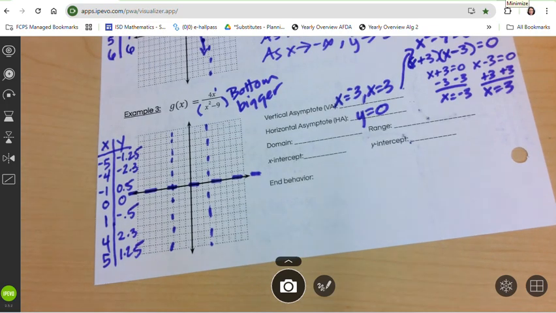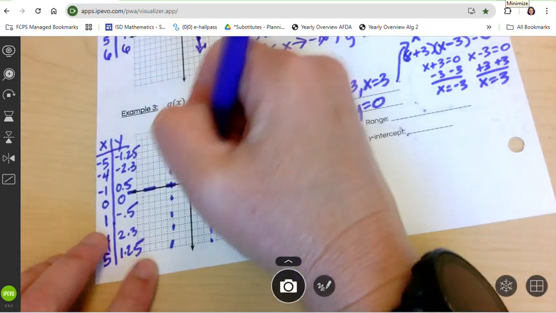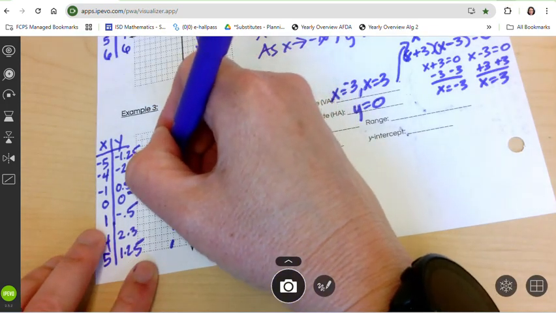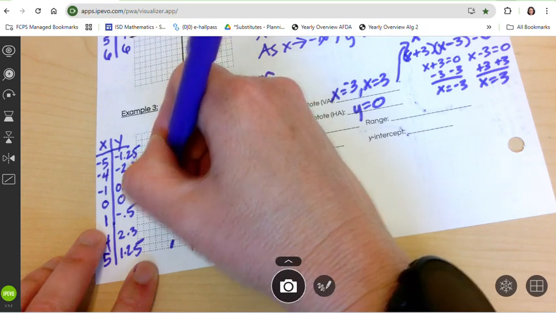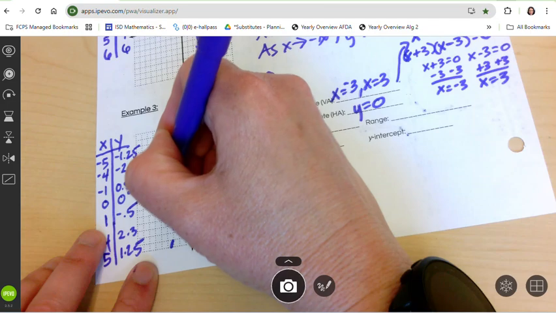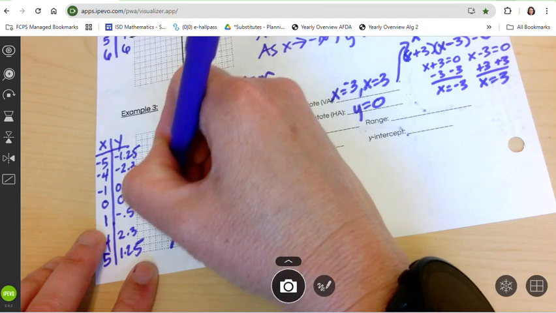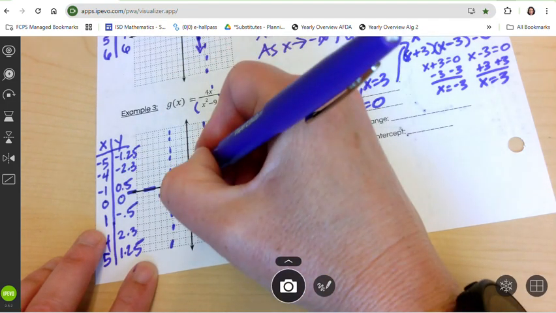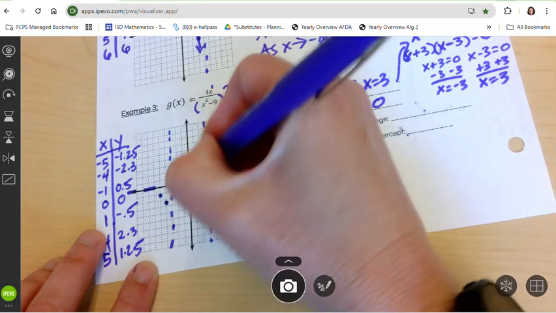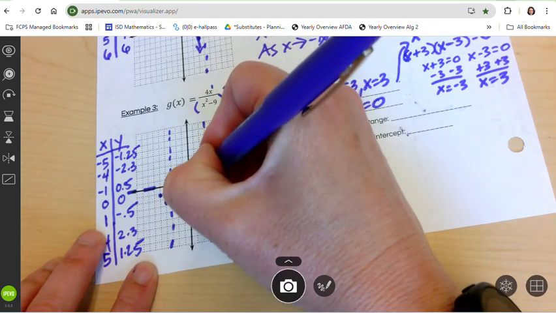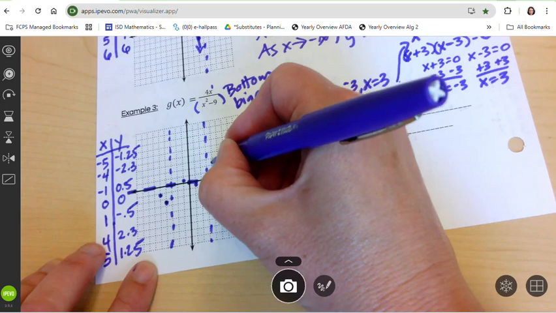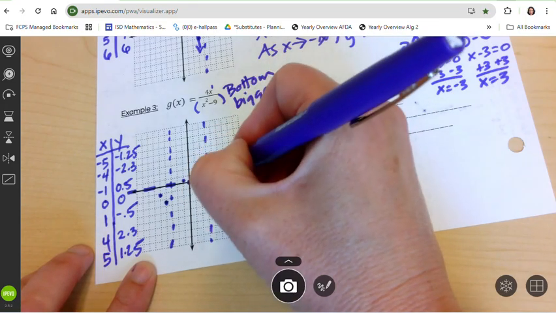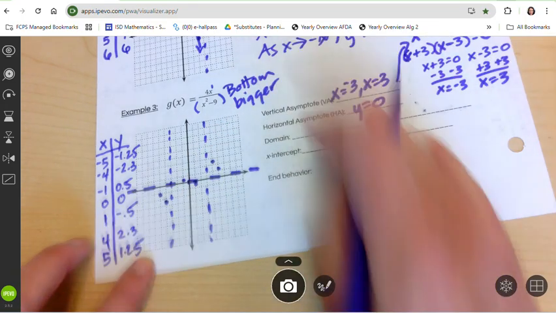All right, so if you haven't graphed it yet, let's do this now. I have to go back 3, 4, 5, and then -1.25. Go back -4, and then -2.3. -1.5, 0, 0, 1, -0.5. 4, 2.3, and 5, 1.25, like that.